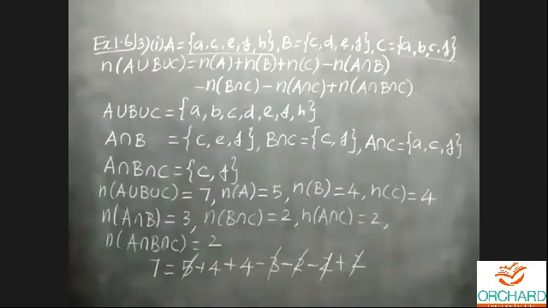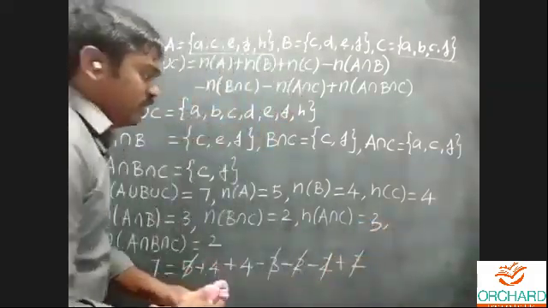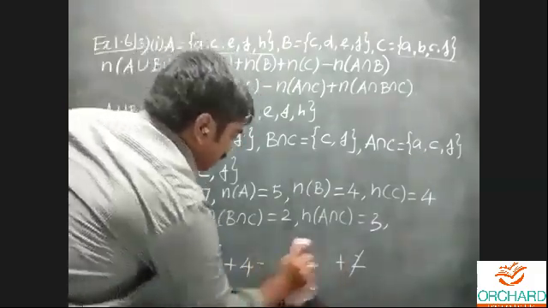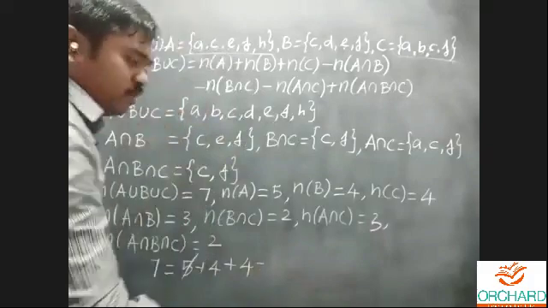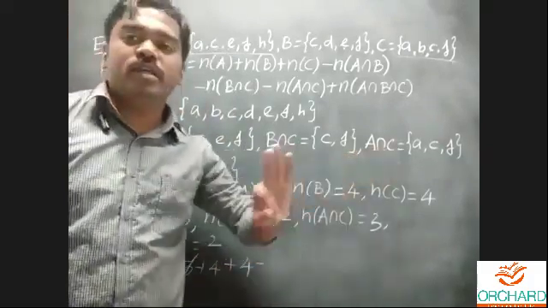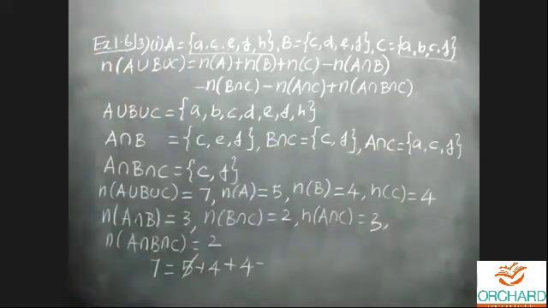This one, right? I'm sorry, A intersection C is 3. Student, listen carefully. Write the elements correctly, then only you get a correct answer. Otherwise, your answer is wrong. Because A intersection C consists of 3 elements, but I wrote the answer as 2. That's why I didn't get the correct answer.